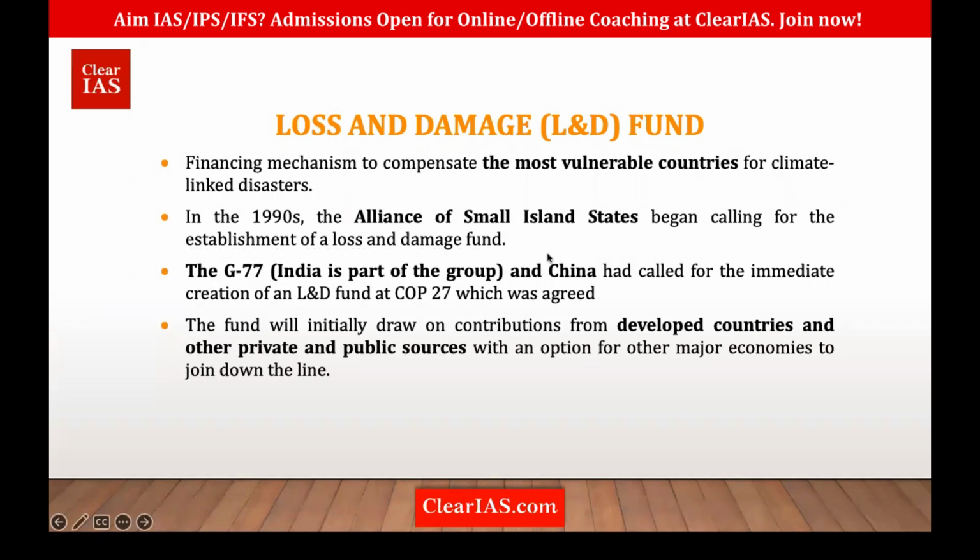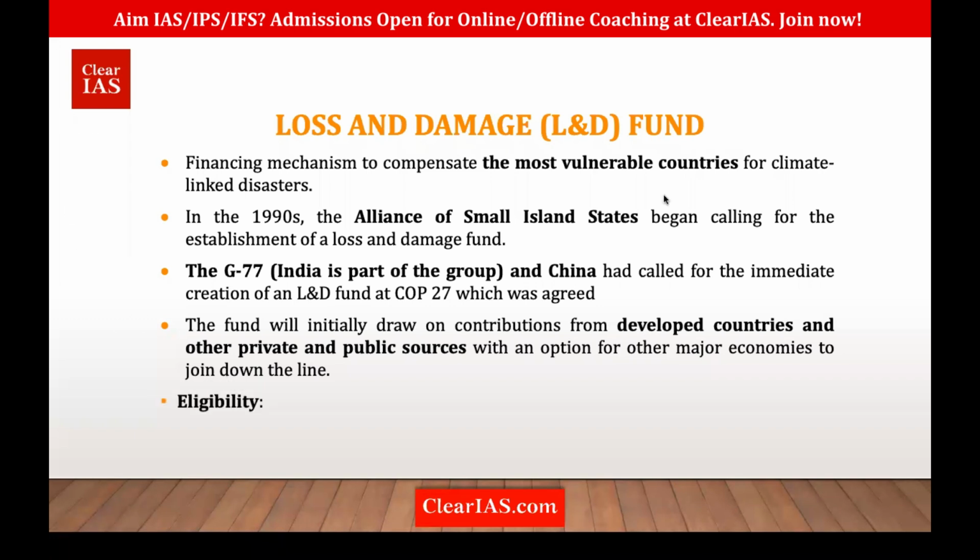And I told you who is historically responsible for loss and damage. It would be the developed countries. They are responsible for climate change and global warming. They are already developed, so they have to fund the loss and damage. Major contributions would be from the developed countries and also those private and public sources which contribute to climate change.